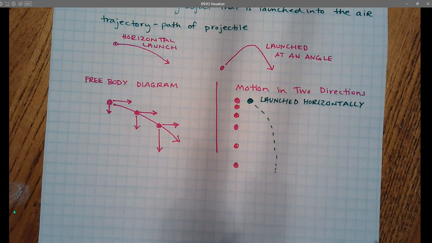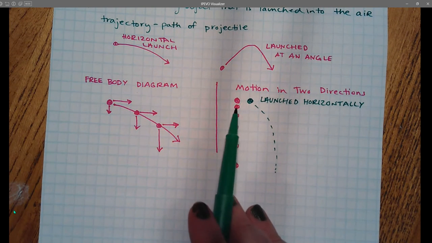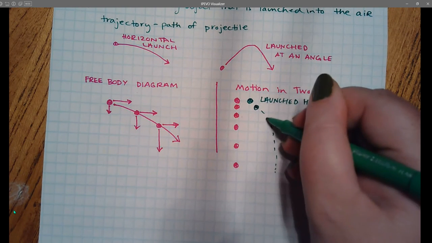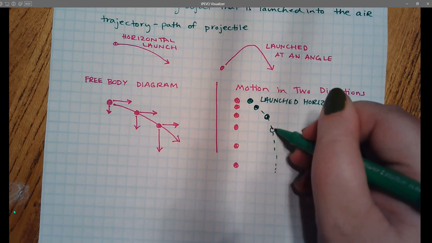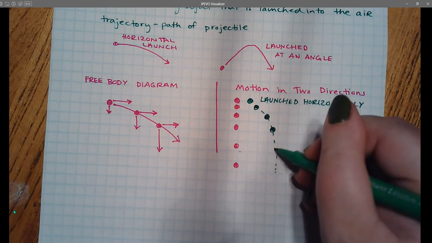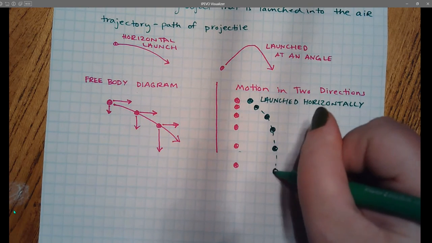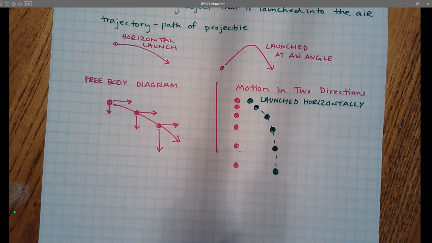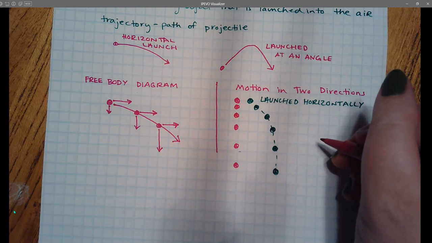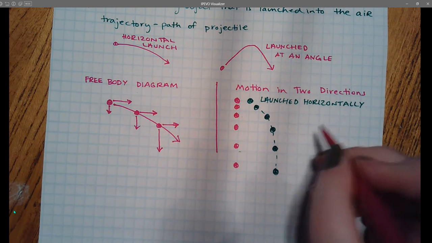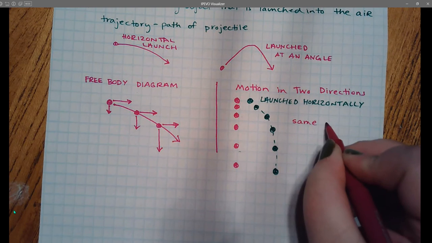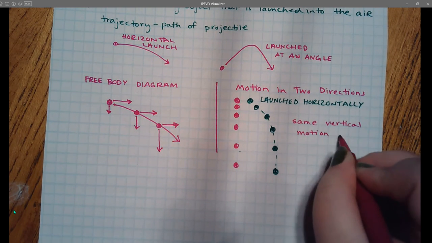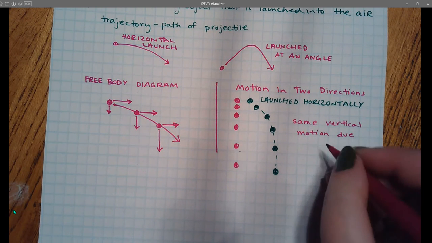The interesting thing about the green ball compared to the magenta ball is that they both are going to be at the same spot at the same interval. So even though the green ball has been launched horizontally, it's gaining the same distance as the magenta ball. This is because as they fall, gravity is affecting them both. They have the same vertical motion due to acceleration from gravity.